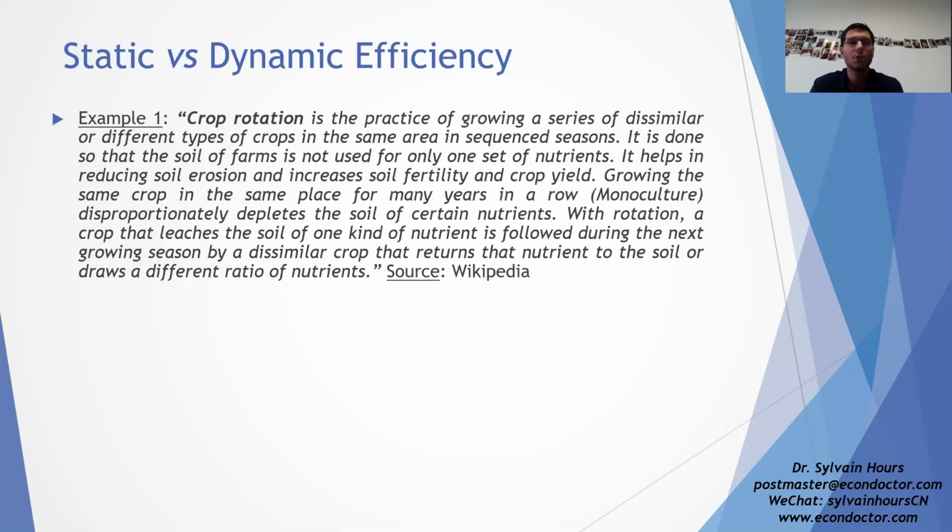So one way to make sure that the productivity, the fertility of your soil can remain pretty high over a longer period of time is to rotate crops. Every year we grow something different that is going to use different nutrients. So the fertility of my soil will remain, let's say, constant over time. It will not decrease. Why is this a good example of static versus dynamic efficiency?